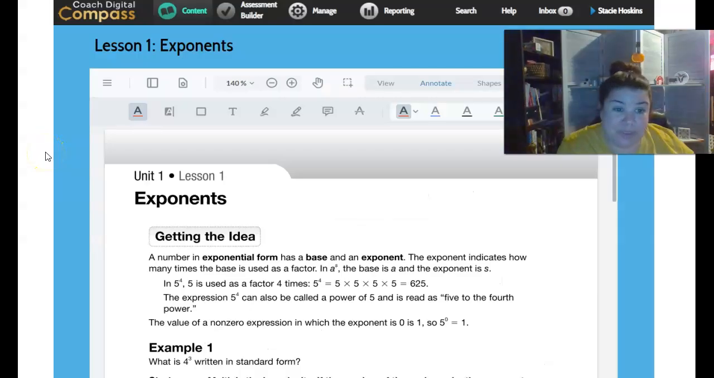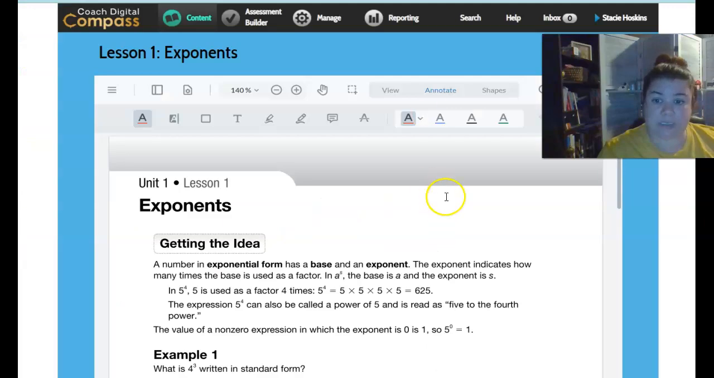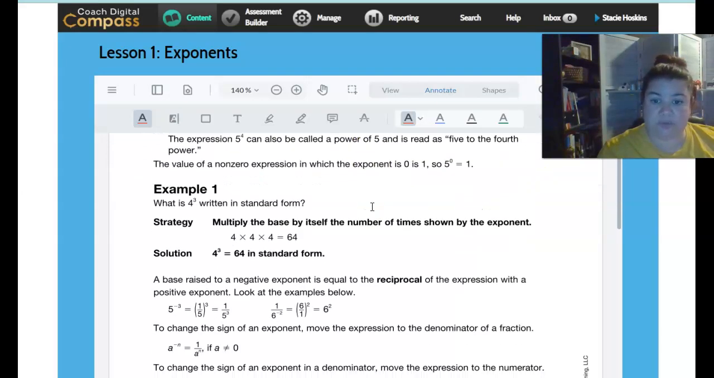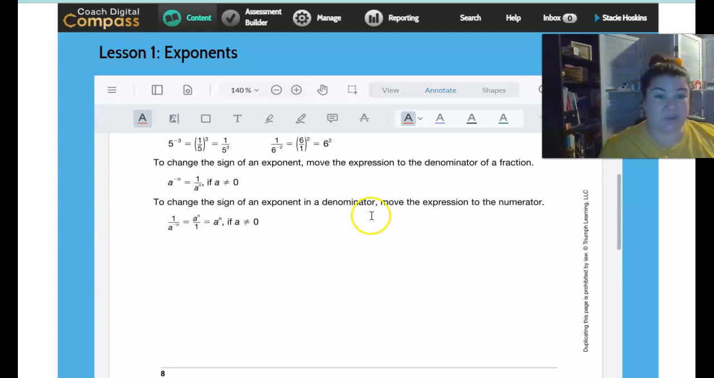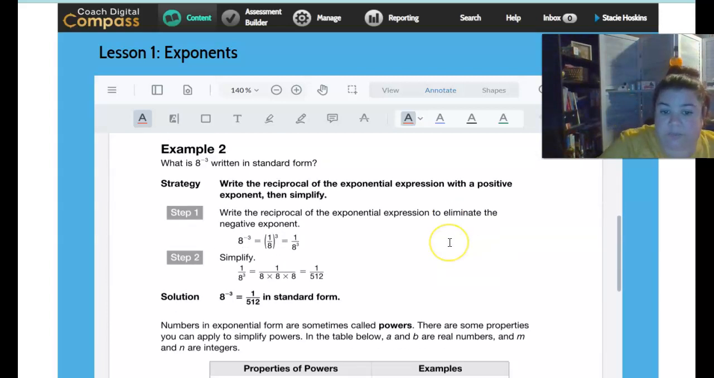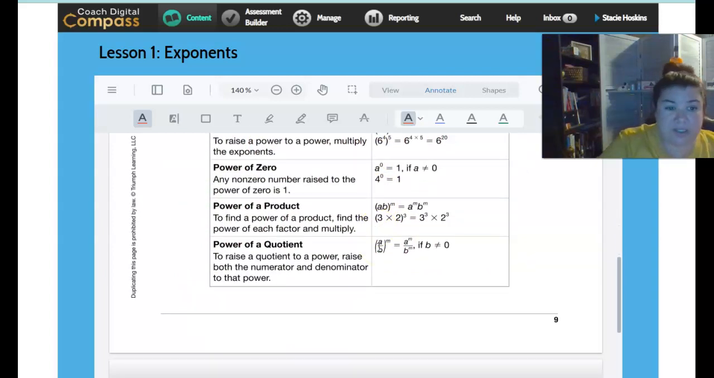So now what I want you to do is I want you to practice. I know, right? Practice. You're going to go into your Clever and you're going to find this Coach Digital. Catch up to Coach this. And you're going to find your assignment there. Okay, so it's going to be over exponents. So this is just going over what we just said. So this is another way to do it. It's all written down for you. So look at that. See, look, those are things that we just went over. And take a quick read over it.